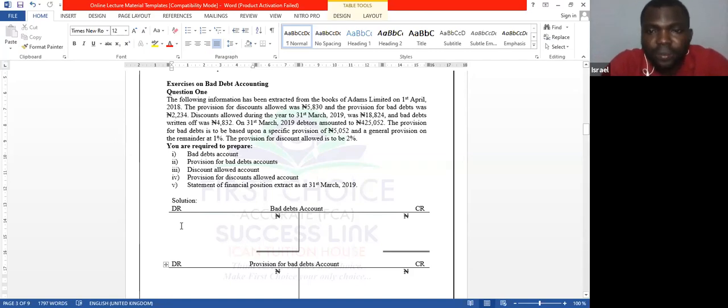So the first one. The following information has been extracted from the Books of Adams Limited on 1st April 2018. The provision for bad debt was 5,830. So that's provision for bad debt. So we try to locate the provision for bad debt ledger. We have the answer; the material sent to you has the solution there. So we click on provision for bad debt. Now the question is, is it a credit item or a debit item? Like I said, provision is a credit item. So we create that. So we have the opening balance.